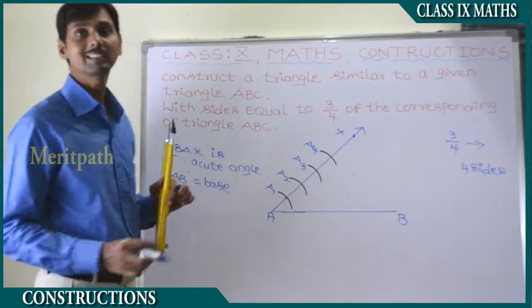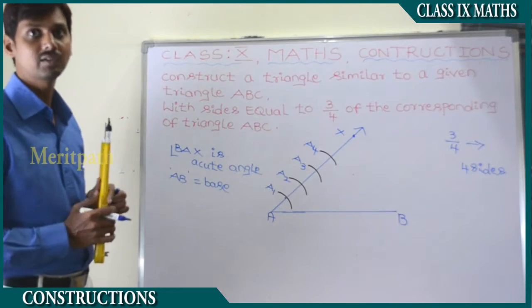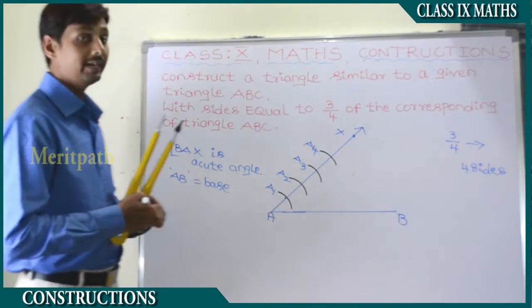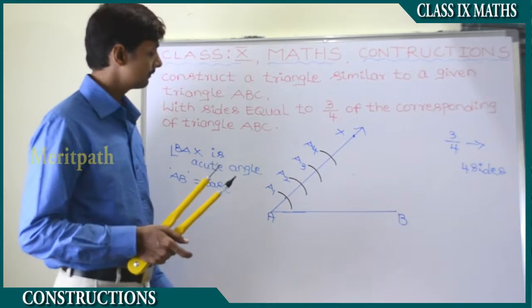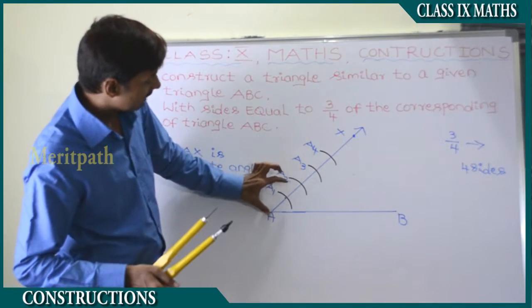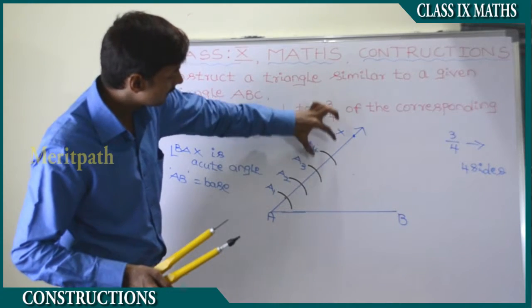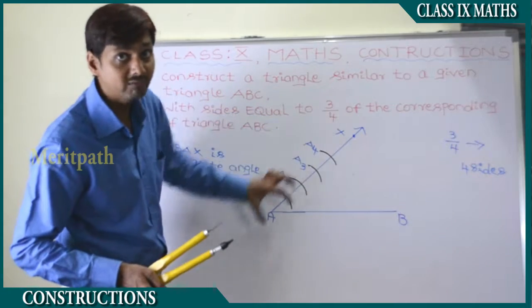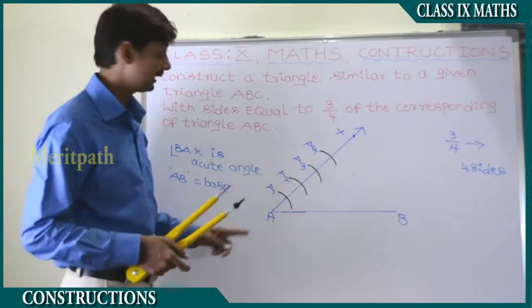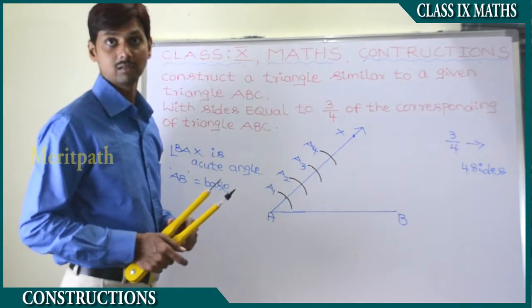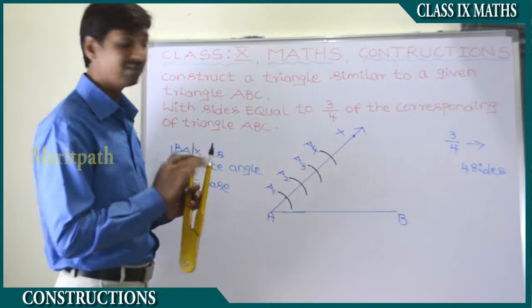We have divided this Bx. Bx is a ray, and this ray is divided into 4 equal parts. A and A1, A1 and A2, A2 and A3, and A3 and A4 are the 4 equal parts which we have divided. So X is a ray, and we have divided it.